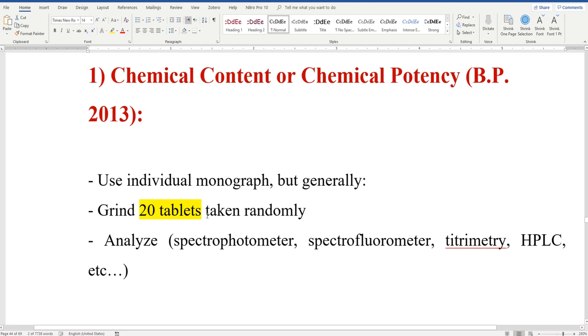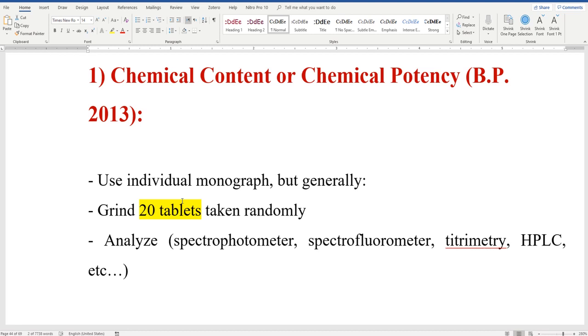okay, and then you powder them, make them into powder by the method of trituration usually. Okay, and you know what is trituration. You take mortar and pestle and you start crushing them and rubbing them until they become powder. Then you take a sample. Okay, let's say this sample is equivalent to 1 tablet, for example.